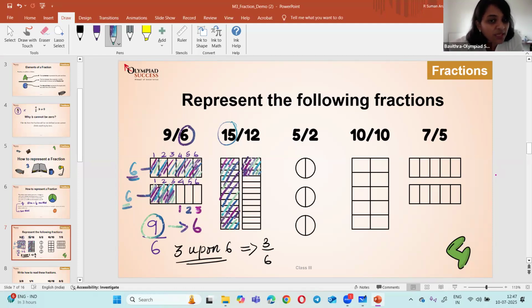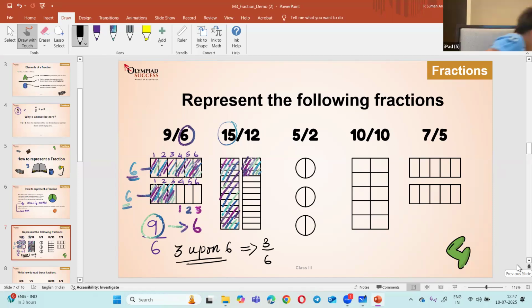What is the unshaded part here? Please tell me. Unshaded part. 9. 9 upon? Not 5, 15. Jaivir, not 15. What is the total number of parts in this particular image?